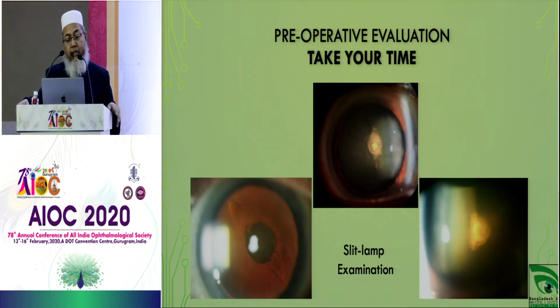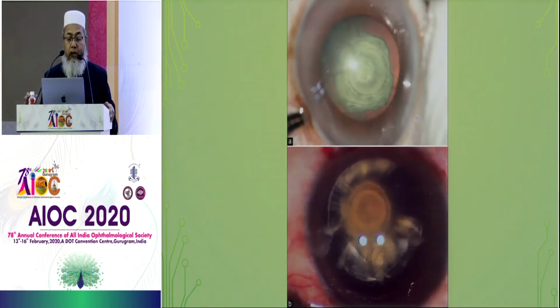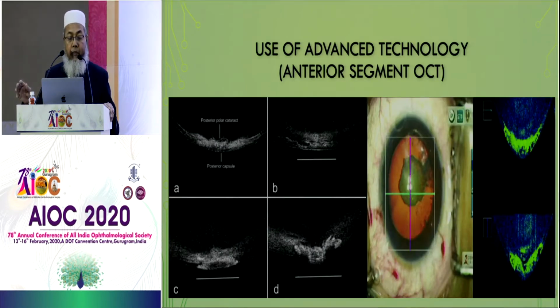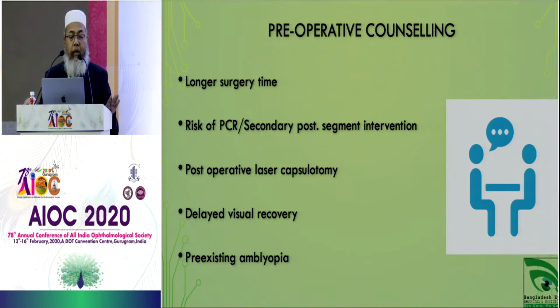If you see some refractile small vacuole-like things in the anterior vitreous, it indicates there is dehiscence in the posterior capsule, and ocular and systemic association is to be excluded. This is a picture of posterior polar cataract with peripheral extension and bullseye-like appearance, and with advanced technology like anterior segment OCT, we can see the status of the posterior capsule preoperatively and also intraoperatively in the operation theater. And counseling is very important before attempting surgery.